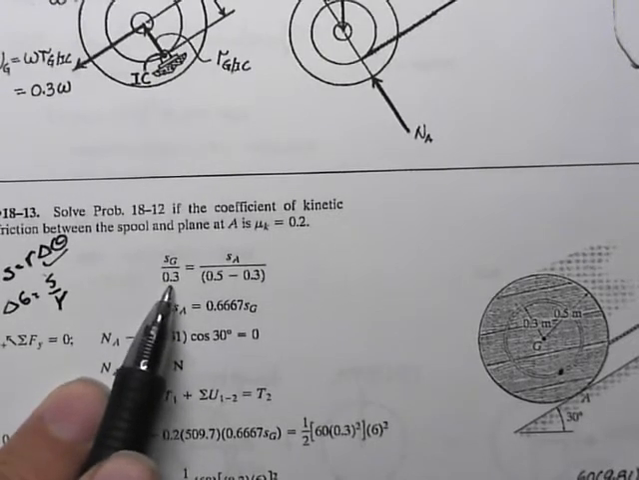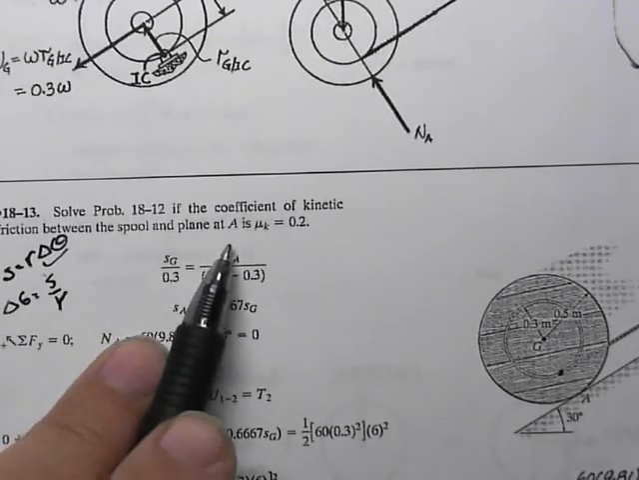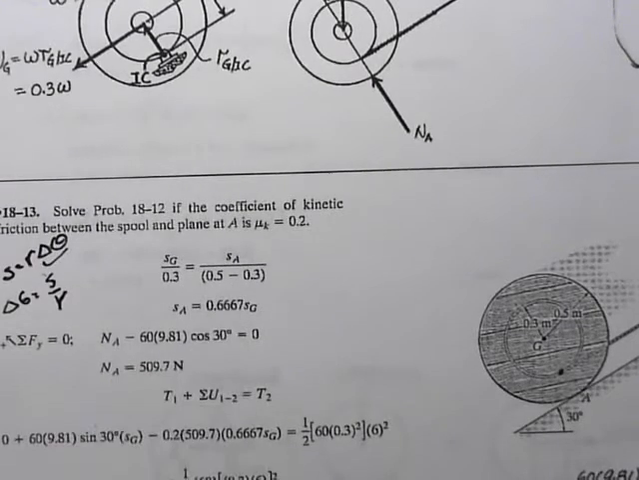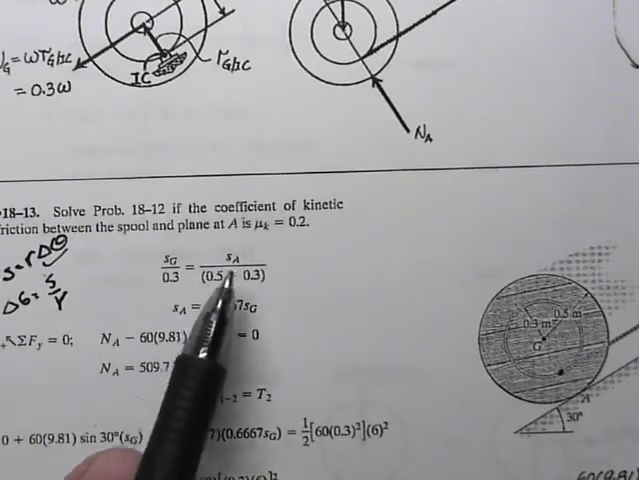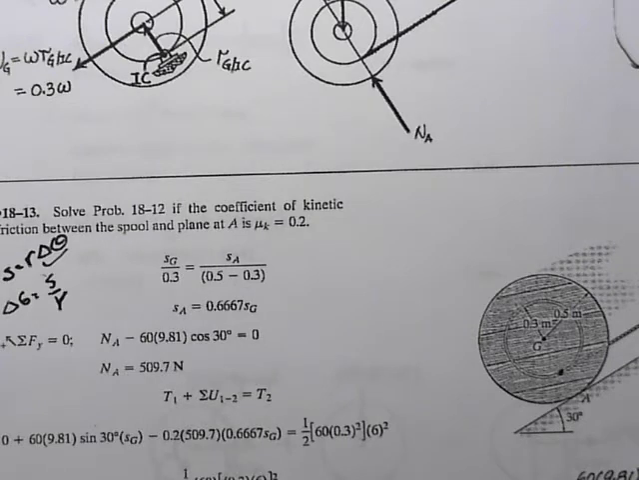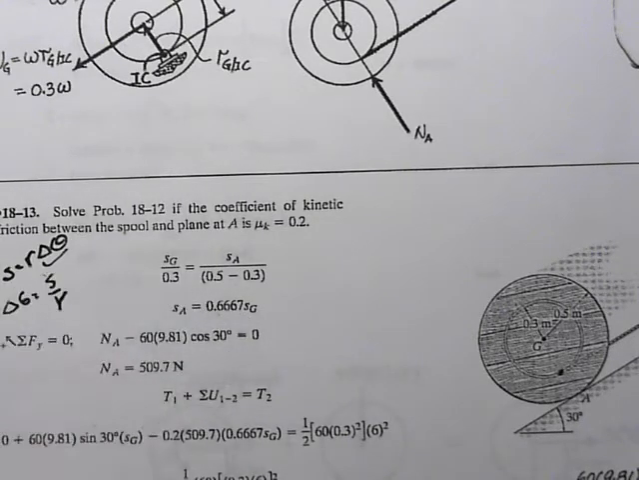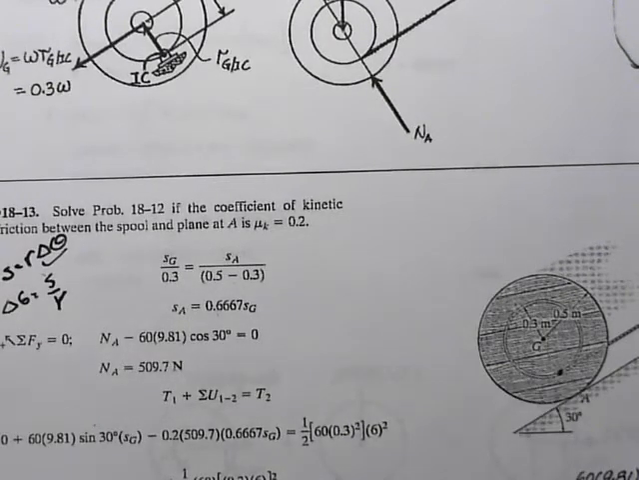And so S over R is a constant at both point G and point A. Here's S over R for point G. Here is S over R from the instant center for point A. And so we then have a relationship for how SA relates to SG. And SA is 2/3 SG. So the friction distance is actually smaller than the travel distance in this case.